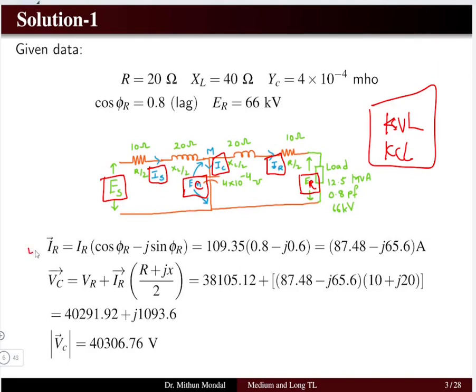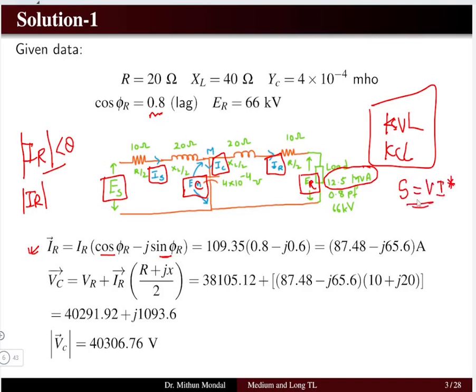Let us find the receiving end current first. Receiving end current will have two components. One is the real component, which is the cos phi r component, and the sin phi r component, because we will be having the current as the magnitude of the current with respect to some angle theta. Now here we have been given 0.8, which is the power factor of the receiving end, so we can use that. Now how do you find the current at the receiving end? Current at the receiving end can be found out from the concept of the power. We have been given the power S is equal to VI, and here we can write VI conjugate.